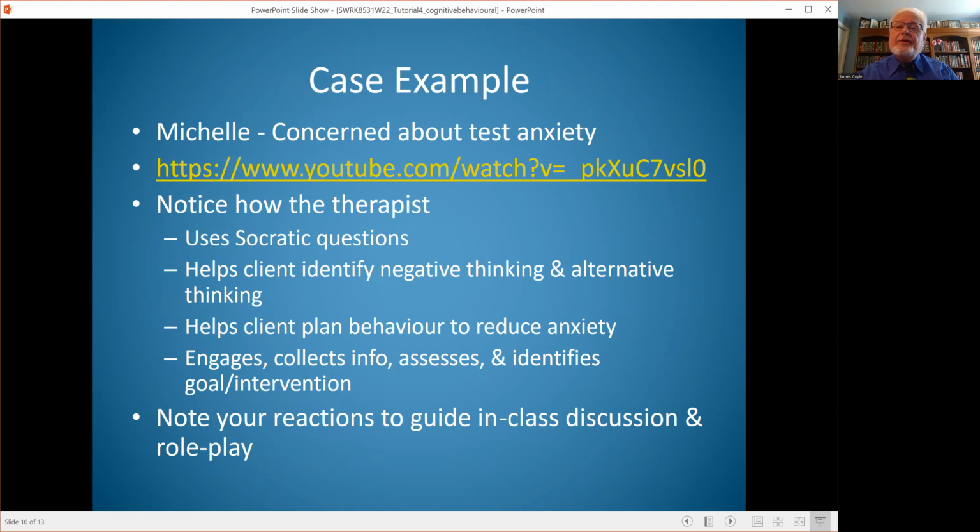Okay, I'm going to ask you to take a look at this particular role play of Michelle. She's concerned about test anxiety, and this is a work situation where she has to take this test in order to get a promotion. But there are some very interesting parts about this. I want you to notice how the therapist uses Socratic questioning to help the client identify the negative thinking and the alternative thinking, and to help the client plan behavior and reduce her anxiety. How did that happen? What did the therapist do in order to accomplish that?